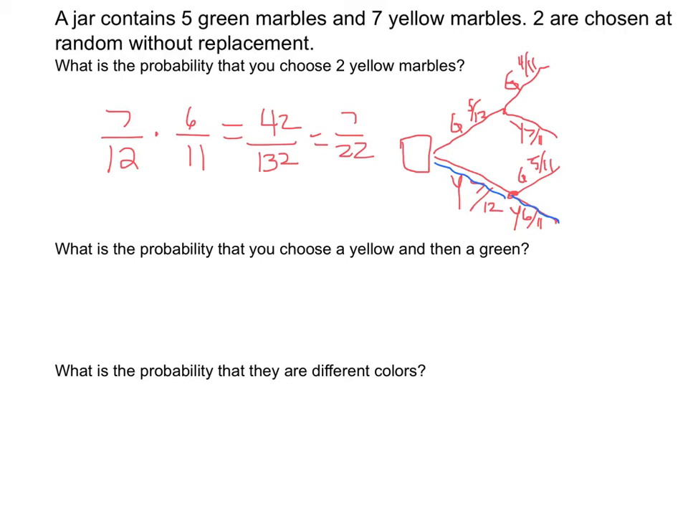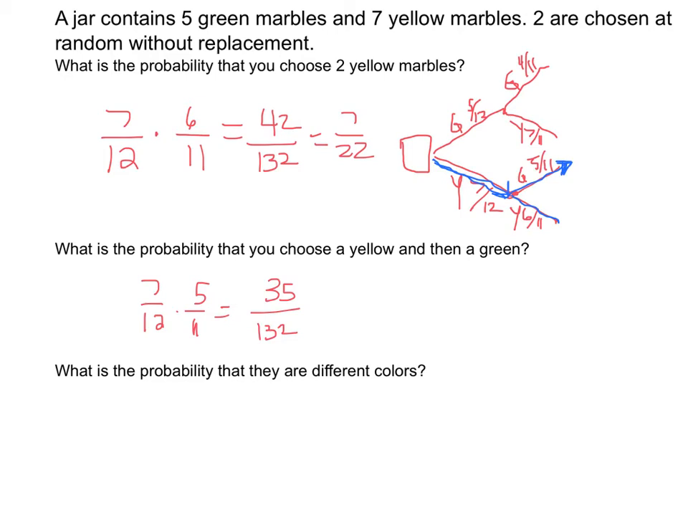The second question asks us, what is the probability that you choose a yellow and then a green? In that case, we're going to be going down the yellow path and then up the green path this way. And so we get 7 over 12 times 5 over 11, which equals 35 over 132. And we're done.